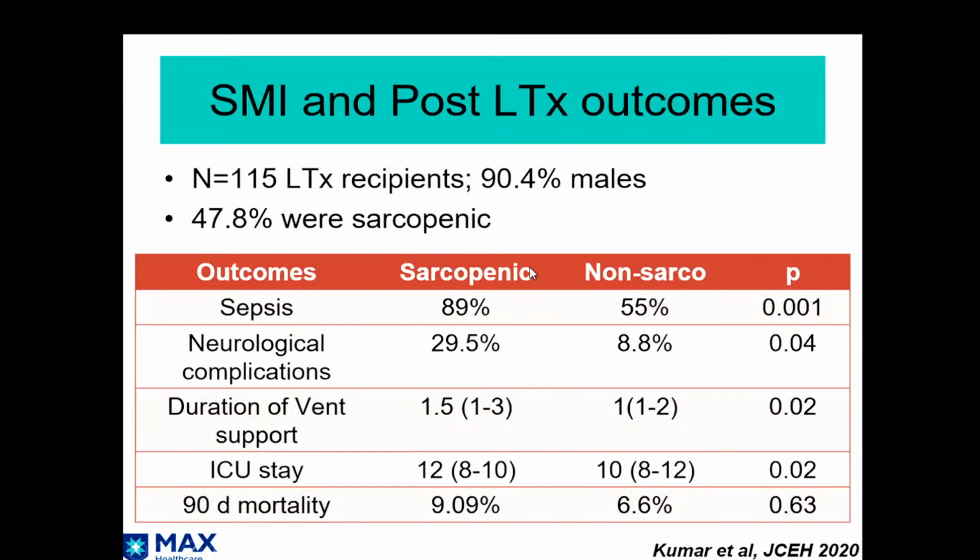Let's look at a study from India. This is from ILBS, 115 recipients, 47% were sarcopenic. But when they compared the impact of sarcopenia on mortality, sarcopenic versus non-sarcopenic, 90-day mortality was similar. So sarcopenia had no impact on post-transplant mortality.